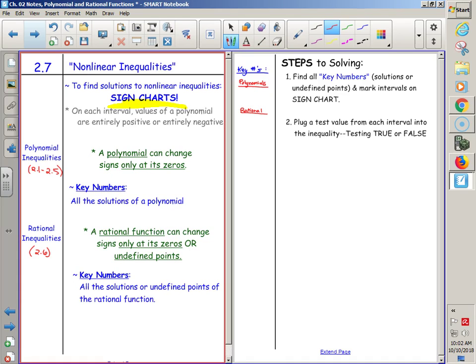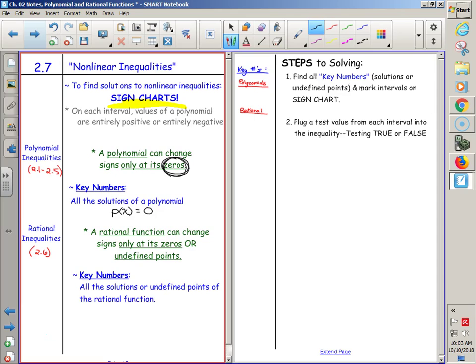So key numbers for polynomials. Long story short, if I were you guys, I would circle, highlight, make a big point of the zeros. They're the zeros of the polynomial, which means that we need to get our polynomial set equal to 0. So we need to get 0 on one side, and we're going to find all the zeros by factoring. Factor, factor, factor, factor, factor.